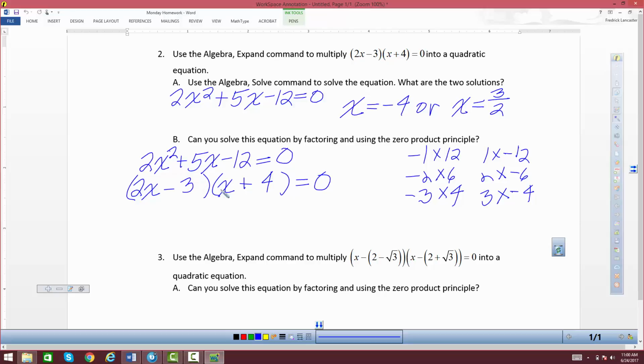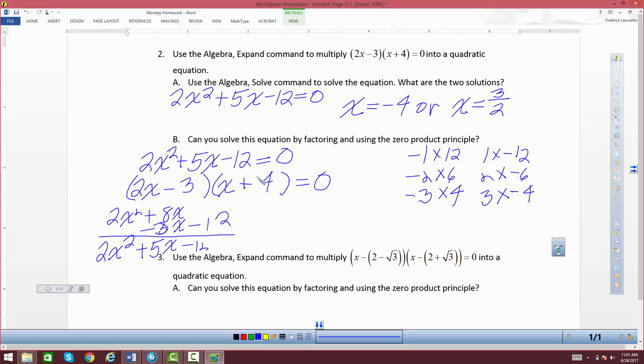So 2x times x is 2x squared. 2x times 4 is +8x. -3 times x is -3x. And -3 times 4 we knew was going to be -12. If I add those two rows together, I get 2x squared plus 5x minus 12. That is the left side of the equation that I started with. So this is the correct factorization.